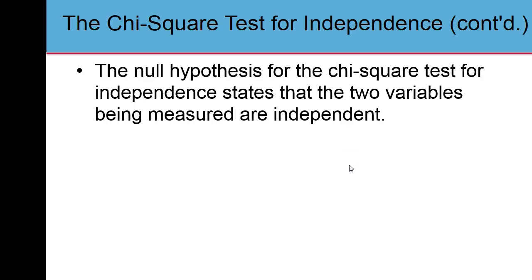The null hypothesis for the chi-square test for independence states that the two variables being measured are independent. That's at a general level.